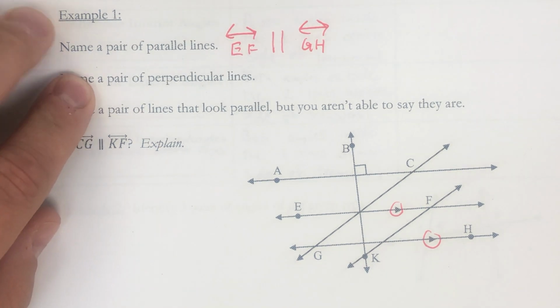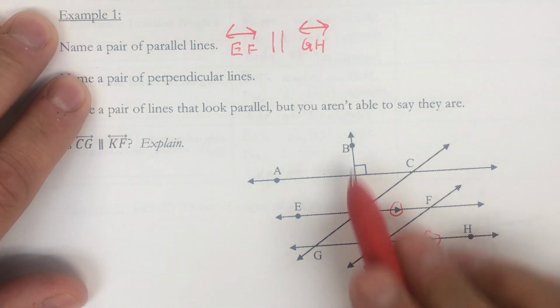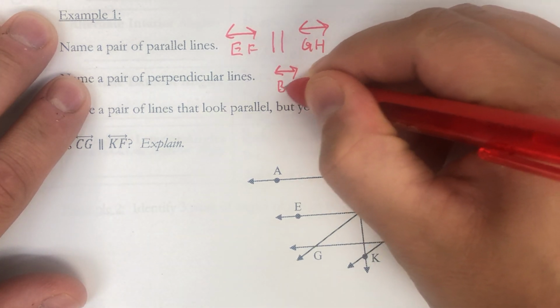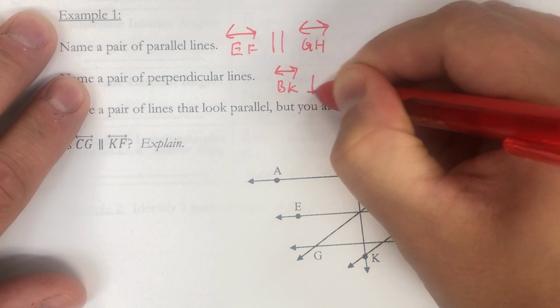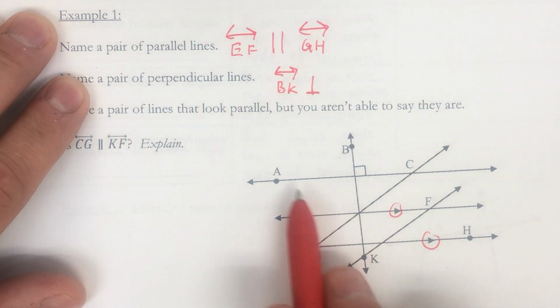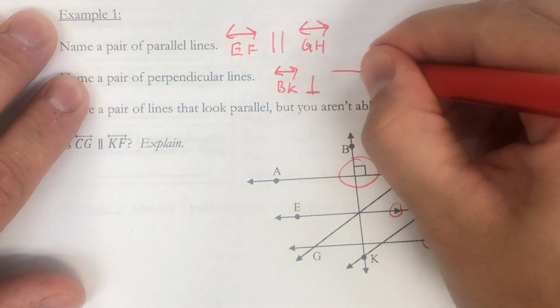Now we're looking for a pair of perpendiculars. So there's my right angle, the box is marked. So the line going up and down, BK, is perpendicular. Upside down T is the symbol for perpendicular. And that's perpendicular to the top line right here at this right angle, AC.